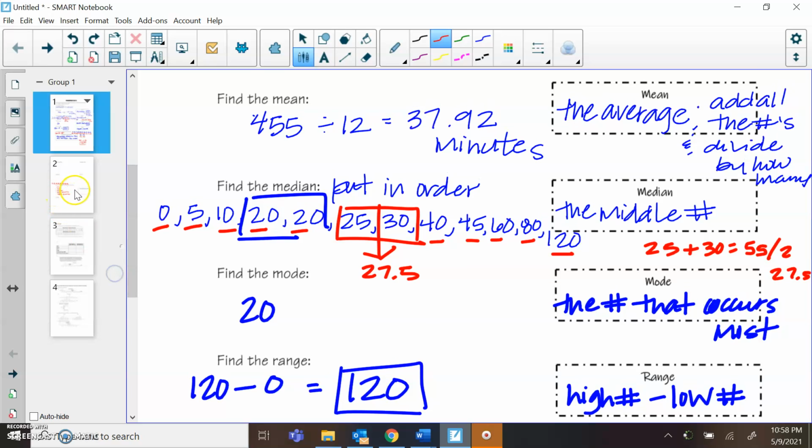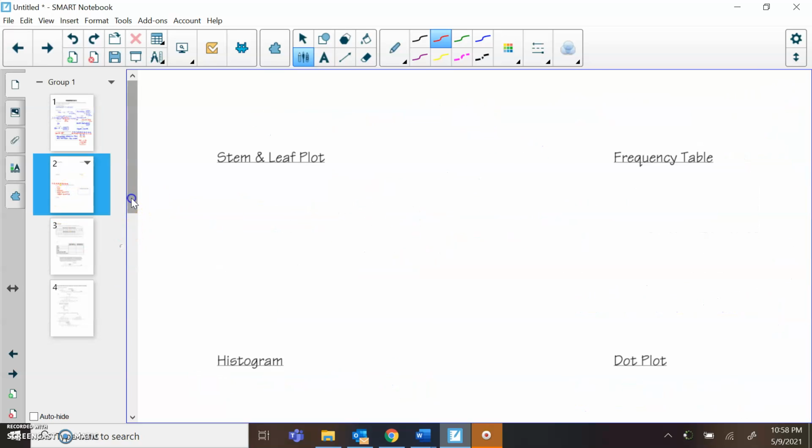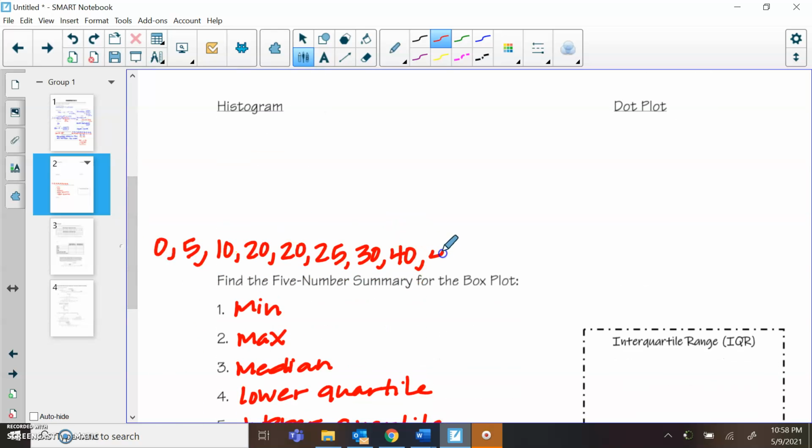45, 60, 80, and 120. Okay, so let's make sure I have all 12 of them again. 1, 2, 3, 4, 5, 6, 7, 8, 9, 10, 11, 12.